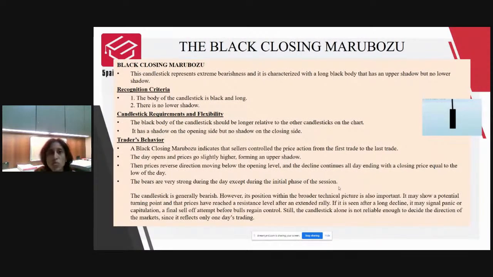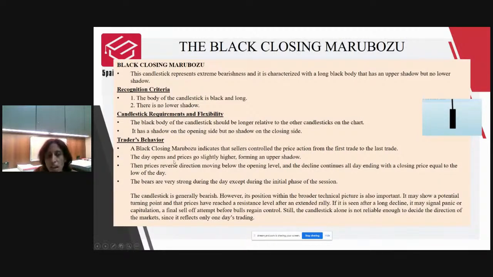Okay, now let's come to the black closing MARUBOZU. So again indicating a very bearish sentiment. But look at this wick or look at the shadow. It has a shadow on the opening side but no shadow on the closing side. Right? Now, a black closing MARUBOZU indicates again that the sellers control the price action from the first trade to the last trade.